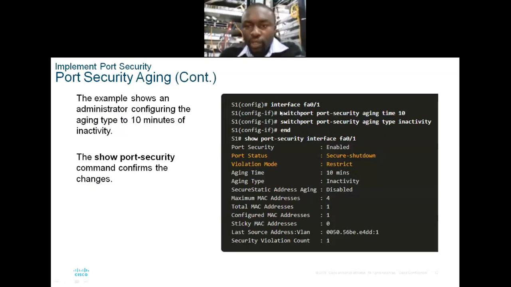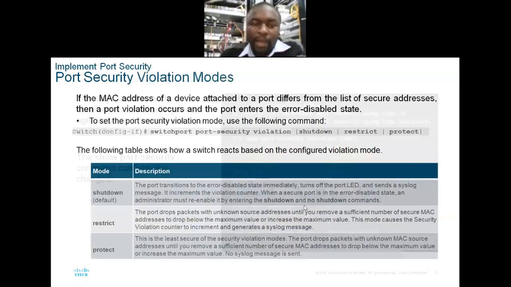So if I come to the interface, switchport port-security aging time, maybe 10 seconds. Then switchport port-security aging type inactivity, which means that if this particular port is inactive for 10 seconds, then it's going to flush it from the table. All right. So if you do show port-security interface FastEthernet 0/1, it tells you the status, the violation mode, the aging time, the aging type, and the maximum, and it gives you details about that.